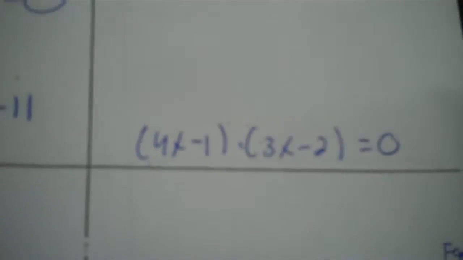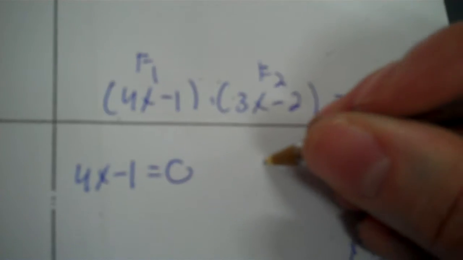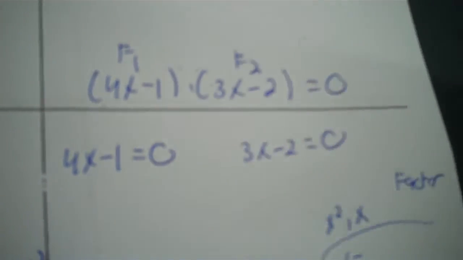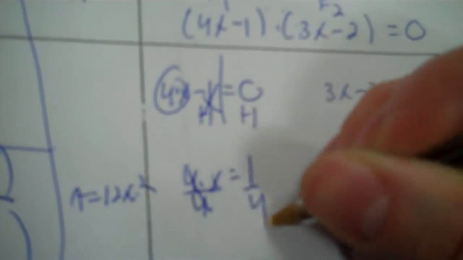So 4x minus 1 times 3x minus 2 equals 0. Okay, factor 1, factor 2. So 4x minus 1 equals 0, or 3x minus 2 equals 0. So with 4x minus 1, we plus 1, plus 1. So 4 times x equals 1. And I go divide by 4. Okay, you can write that as a decimal, or you can go 1/4.